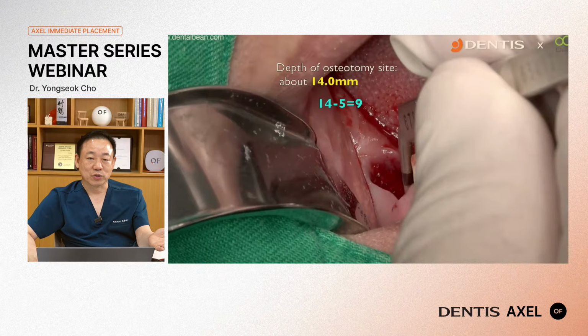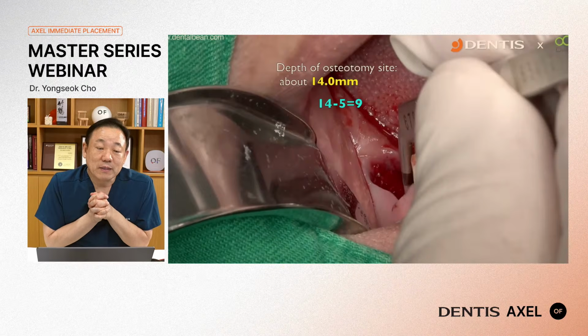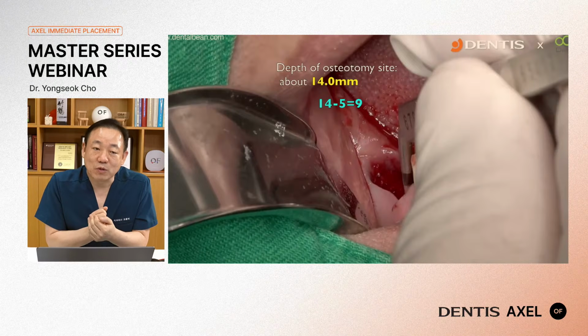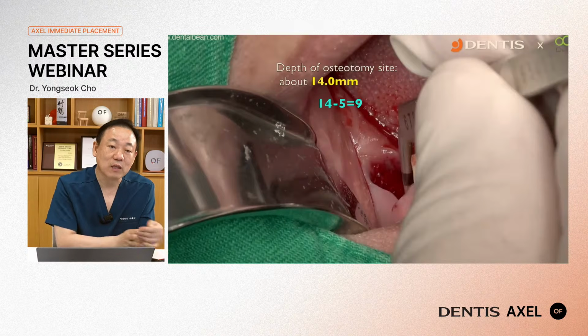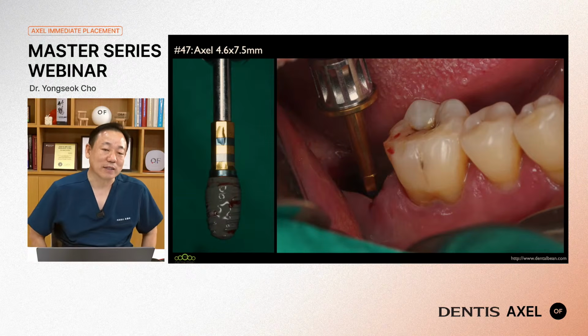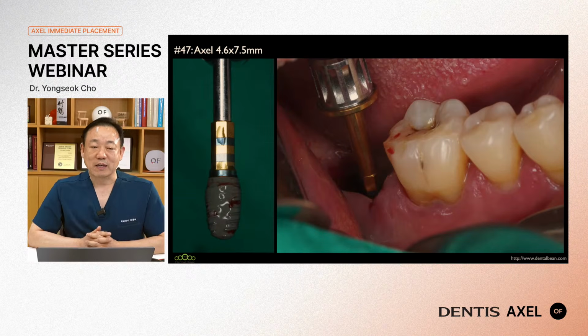Then what should you do? If you have an 8.5 implant, you can place that implant. But at that time I had no 8.5 implant. 9.5 available, 7.5 available. Then what should you do? Better to place a short one. Okay, XL 4.6 by 7.5.